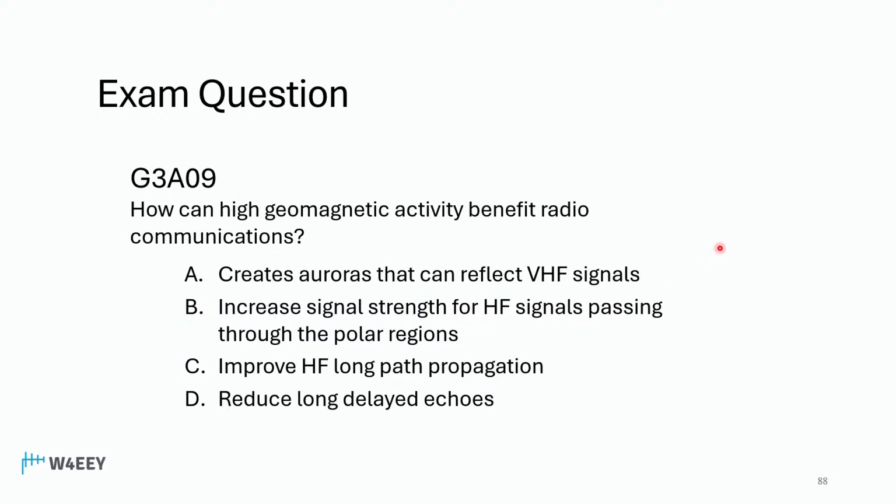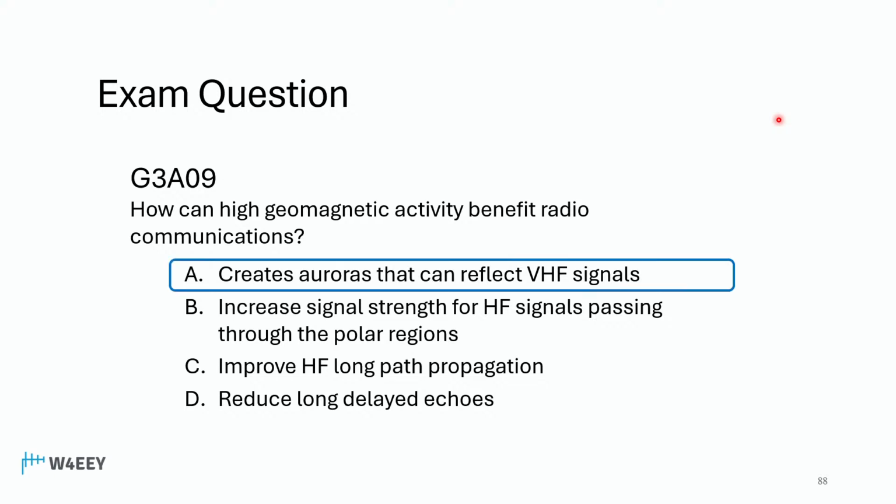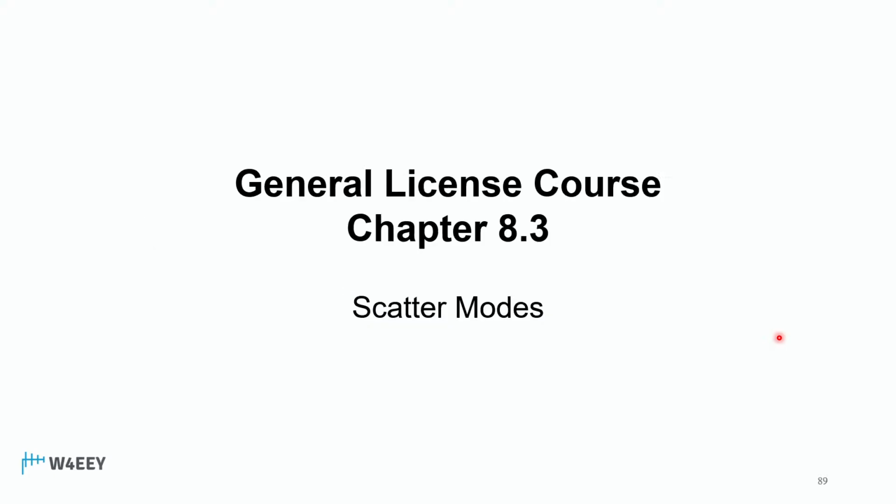How can high geomagnetic activity benefit radio communications? That was the one exception we talked about. Alpha, yeah, creates auroras that can reflect VHF signals. And for that to work, you've got to be pointing your antenna north because you're shooting for the poles.